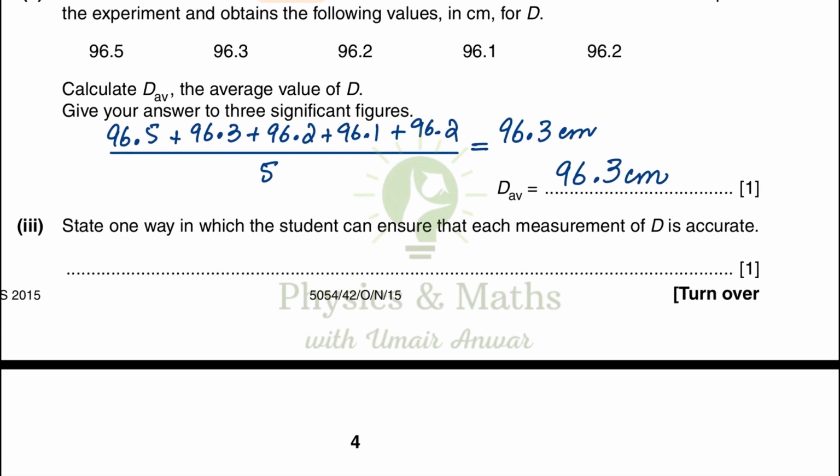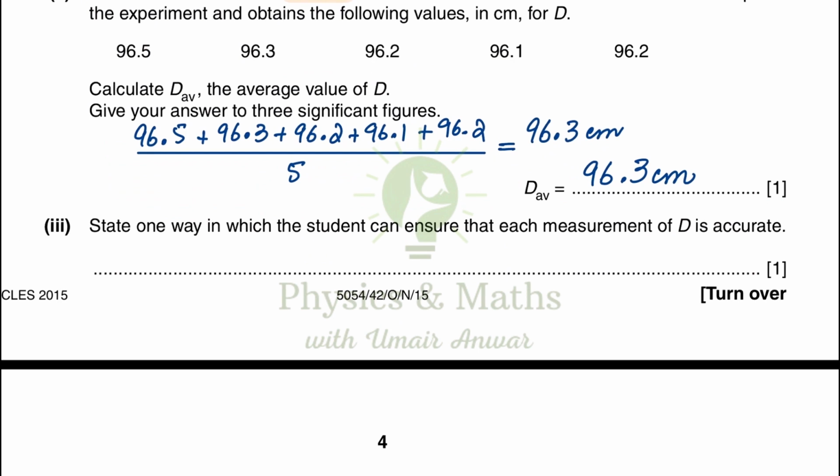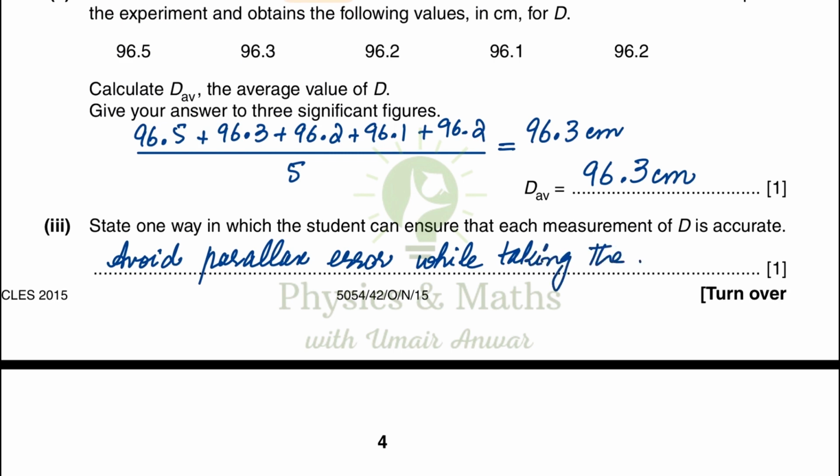State one way in which the student can ensure that each measurement of D is accurate. So one way of doing it is to avoid the parallax error while taking the readings.